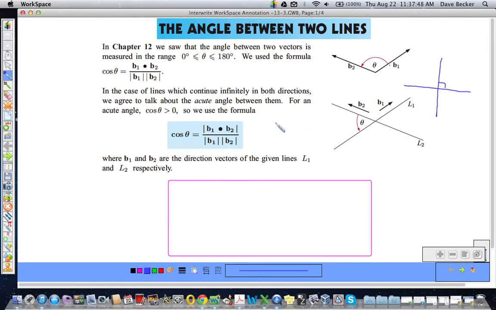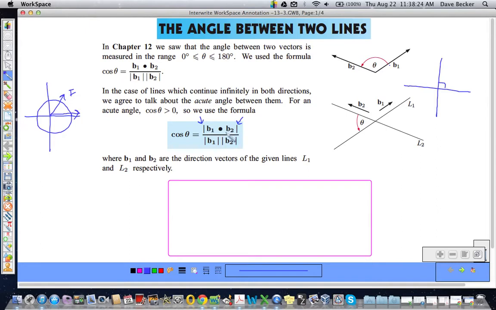So that means, if you recall, cosine is positive for all acute angles on our unit circle. Remember, that's going to be in the first quadrant. That's where all of our acute angles occur, right? And here cosine is positive. So we only want the positive value for cosine theta. And in order to have that, we have to have these absolute value signs over the dot product, because the dot product could be positive or it could be negative.